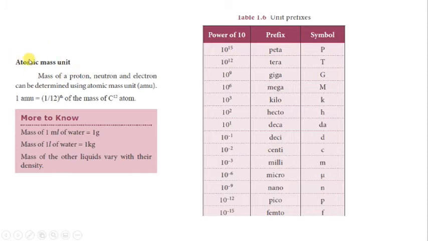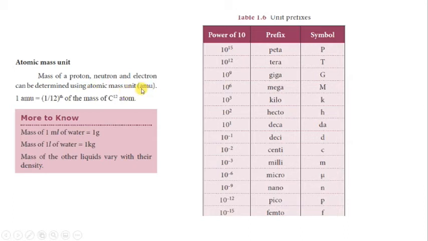Next smallest unit is atomic mass unit. Mass of a proton, neutron and electron can be determined using atomic mass unit. What are protons, neutrons and electrons? These are the subatomic particles. Protons, neutrons and electrons are the subatomic particles which are seen in an atom. So if we want to calculate a mass of an atom, this is the definition. So mass of a proton, neutron and electron can be determined using atomic mass unit.